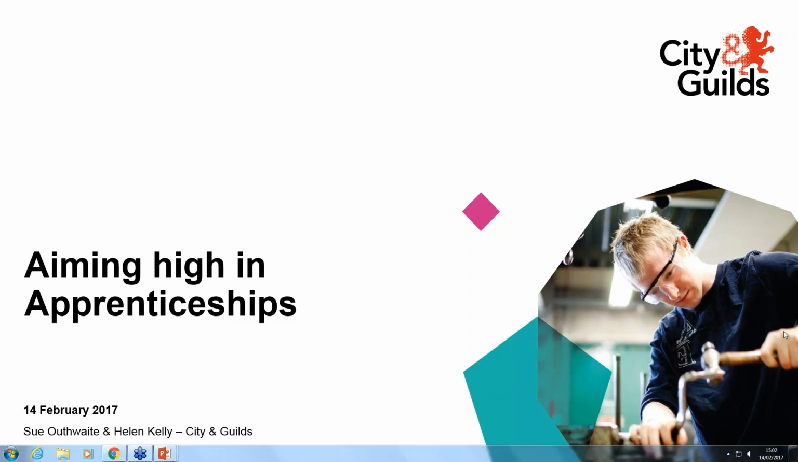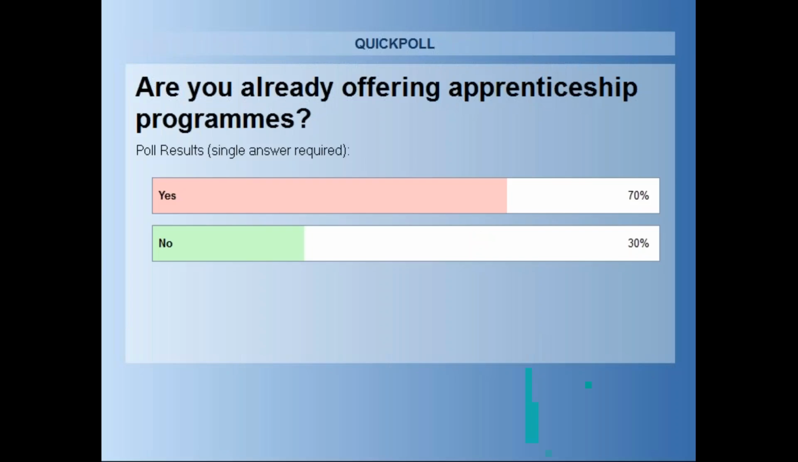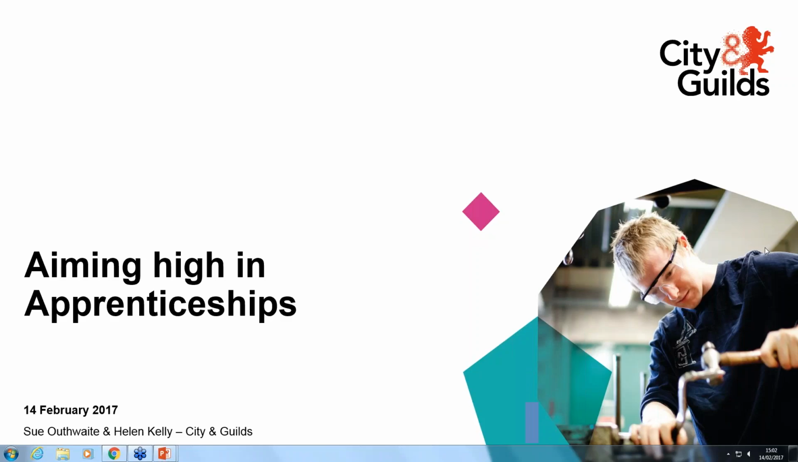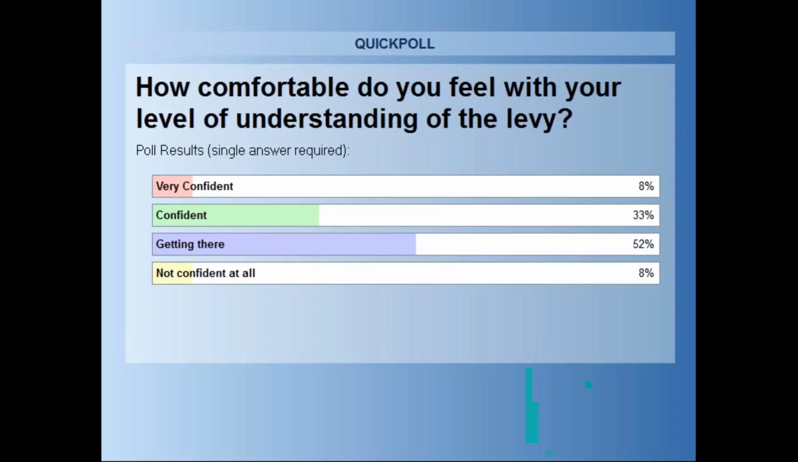So first of all, the question today is: are you already offering apprenticeship programmes? Yes or no? Let's see if you already are. I'll share that quickly. Now the second question we have is, how comfortable do you feel with your level of understanding of the Levy? So most of you are confident or getting there. Okay.